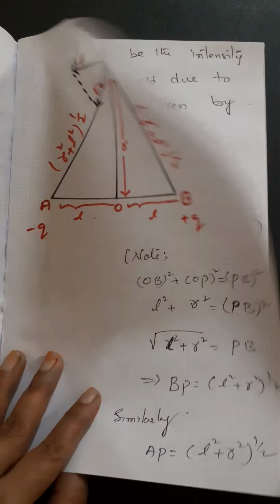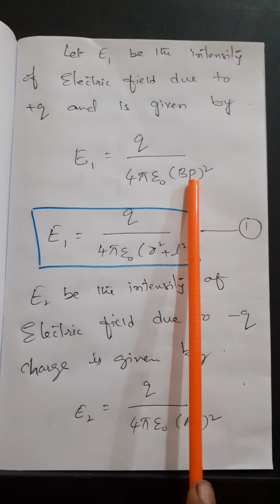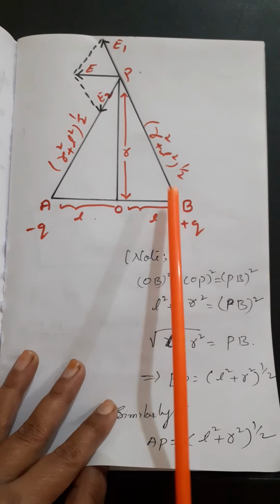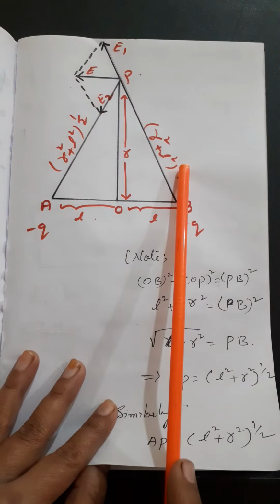Due to the plus q charge, that is BP. So BP whole square value is (r square plus l square) to the power of half, squared. So BP square value is already in the form of 1 by 2, and the power of 2 gets cancelled. We will get only r square plus l square. Let us take this as equation number 1.